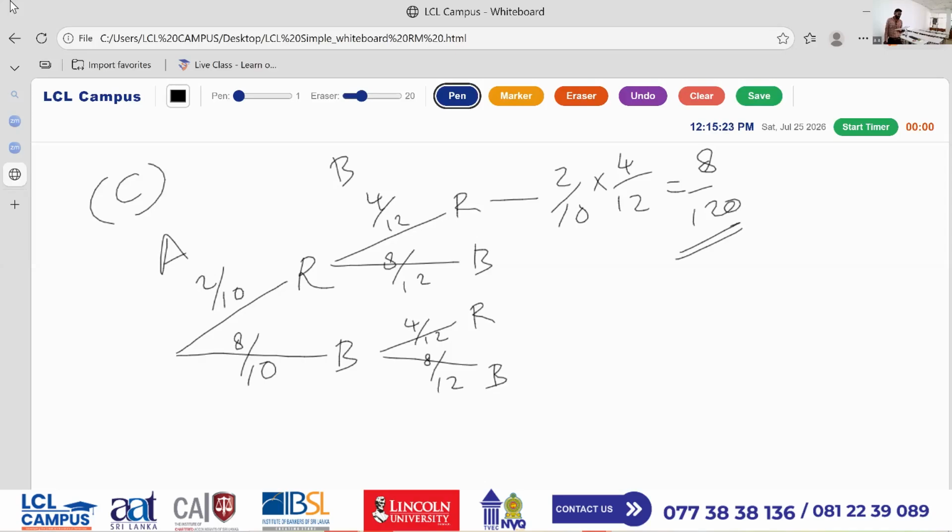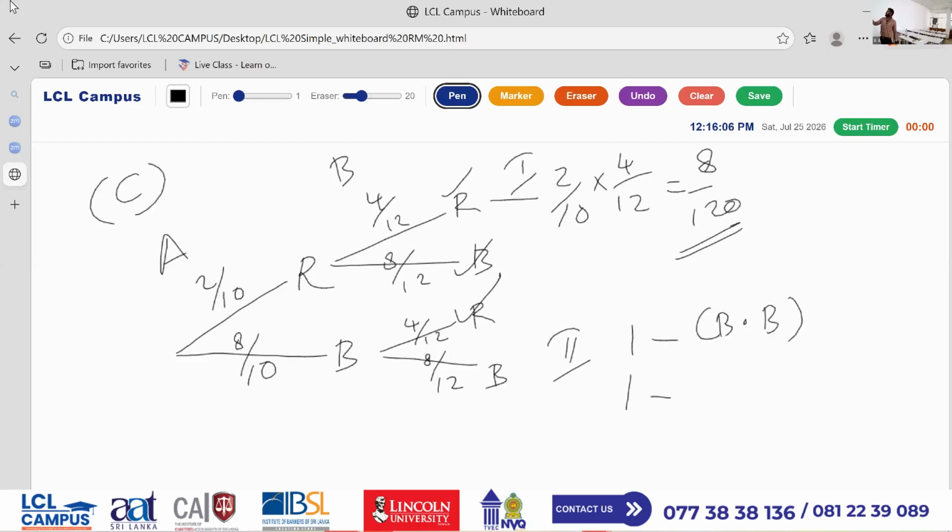Both marbles drawn are red, that's the first one. Second, what are they asking? At least one is a red marble. At least one red means, can we obtain this part? Yes. This one? Can. This one can't. I told you all the probabilities equal 1, no? Therefore I am going to take it as 1 minus BB. Otherwise you would add all these three. Instead of that, I can subtract BB from 1.